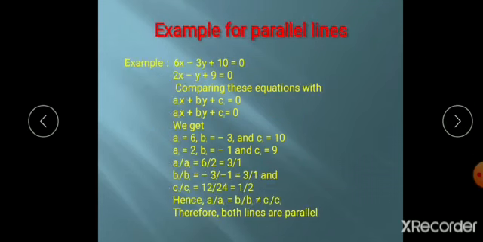So how to find out whether they are parallel or not? Let me consider one example. Here 6x minus 3y plus 10 is equal to 0, and 2x minus y plus 9 equal to 0. Compare the same way. a1 is 6, b1 is minus 3, c1 is 10. And a2 is 2, b2 is minus 1, c2 is 9. Again the same thing, divide a1 by a2, b1 by b2, c1 by c2. You will get at the end a1 by a2 is equal to b1 by b2 but not equal to c1 by c2.